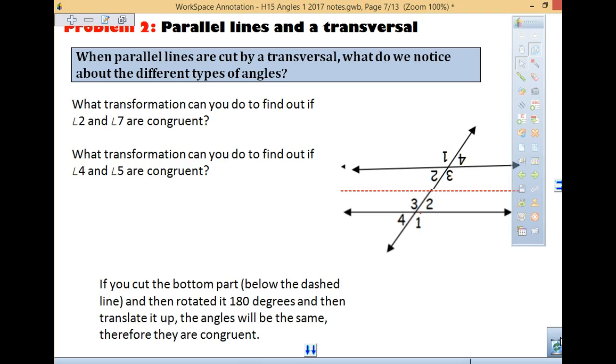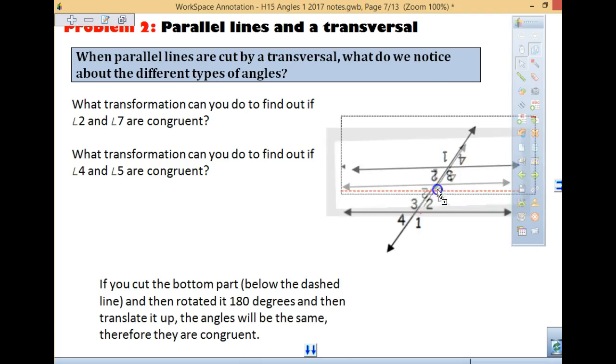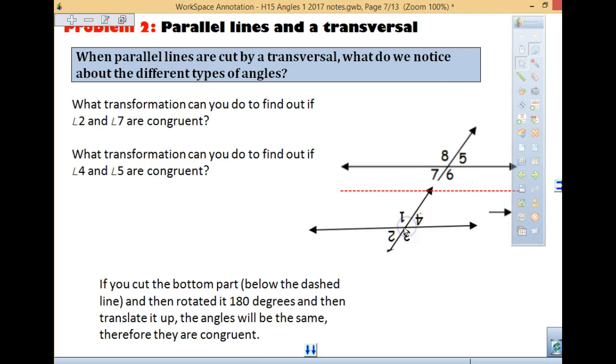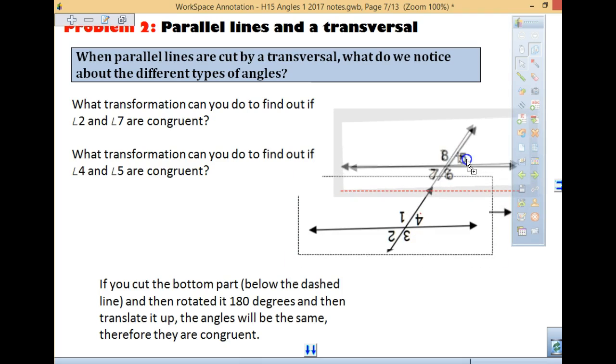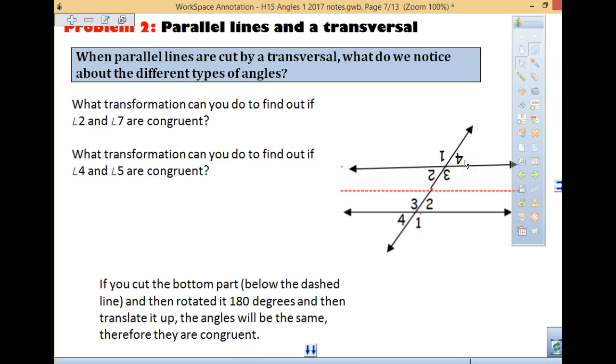4 and 5. Find out which transformation makes 4 and 5 congruent. It helps if I move this like yours was. You notice that 4 and 5 are corresponding angles, so they are congruent. What transformation moves it? We reflected and translated, right? So we rotated 180 degrees, and then we translated it up. That's how they got to be the same. We did a rotation of 180, then we did a translate.